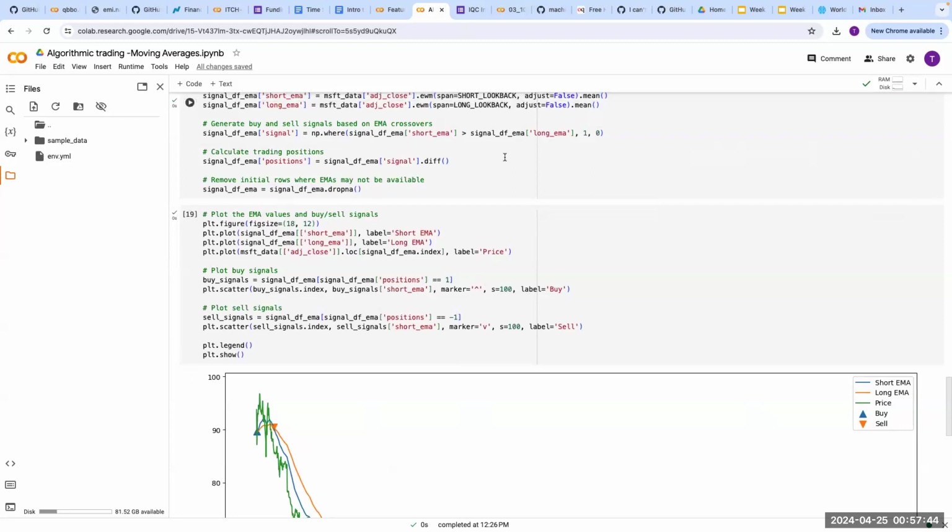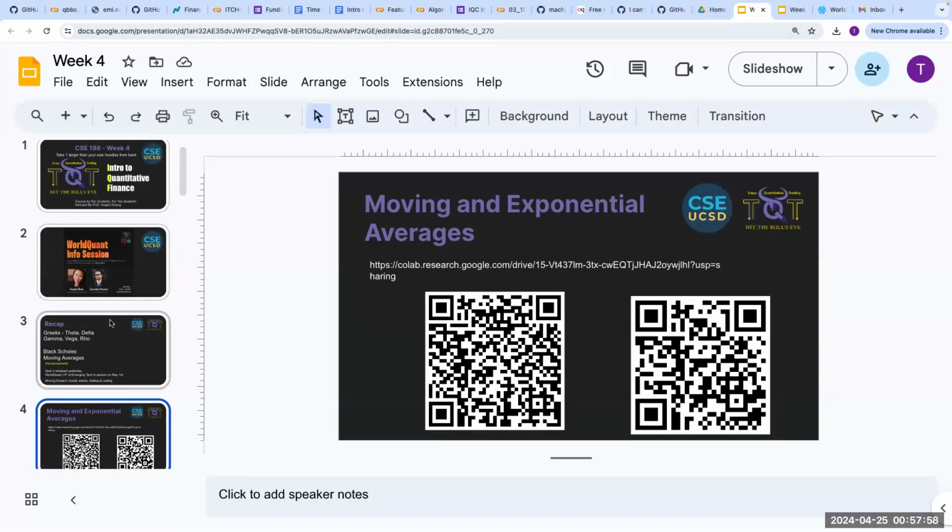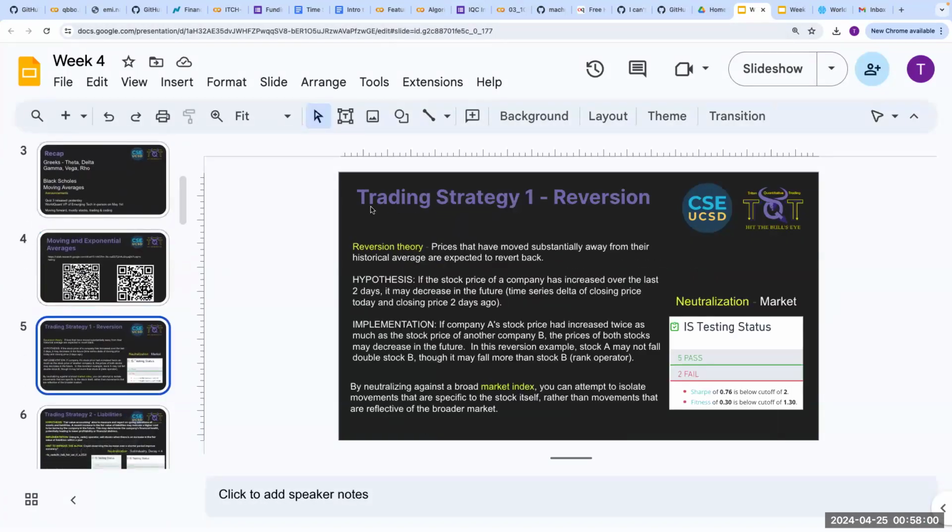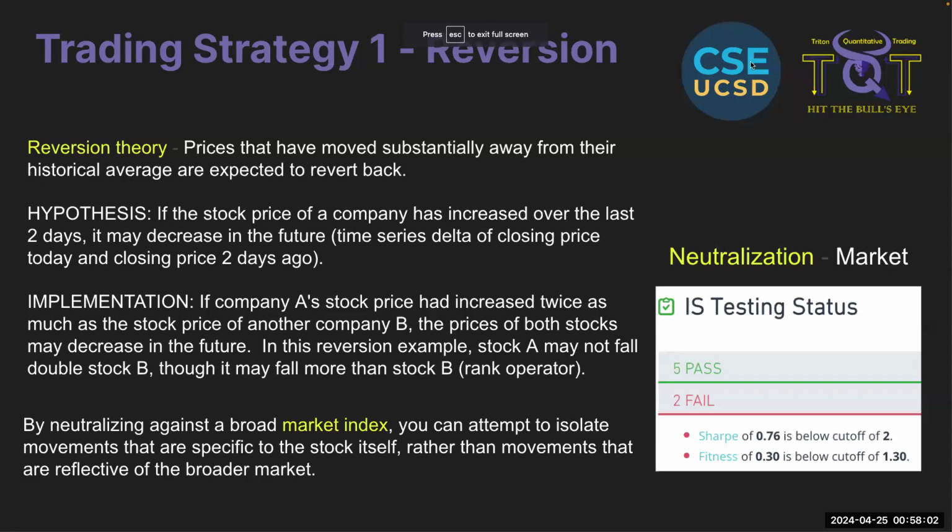So I'll show you how to do this in the WorldQuant portal also, but first, let's learn some other strategies and then we can implement together. So going back to the strategies, the first trading strategy is called reversion theory.